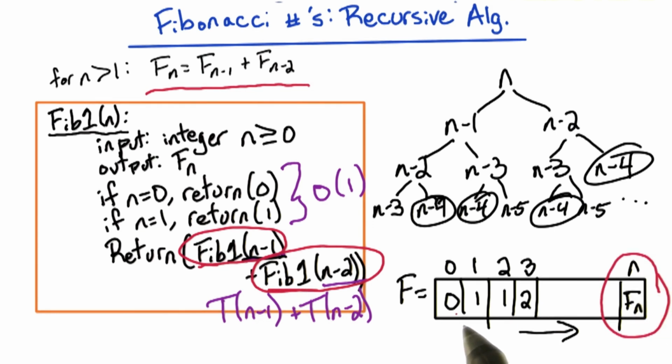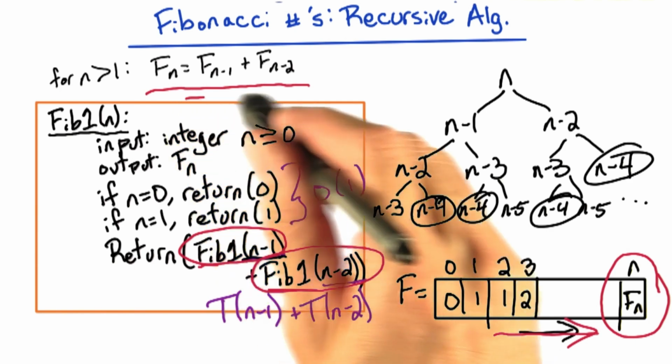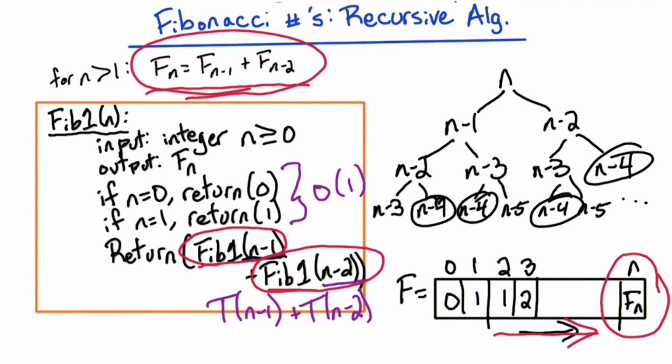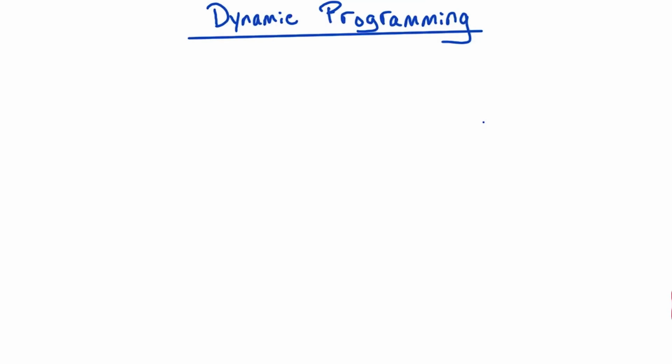We'll start with the small indices, compute the small Fibonacci numbers, and then we'll work our way up to compute the larger Fibonacci numbers using our recursive formula. This is our dynamic programming algorithm. So let's define it more precisely so we're all clear. Now let's detail our dynamic programming algorithm for computing the nth Fibonacci number.